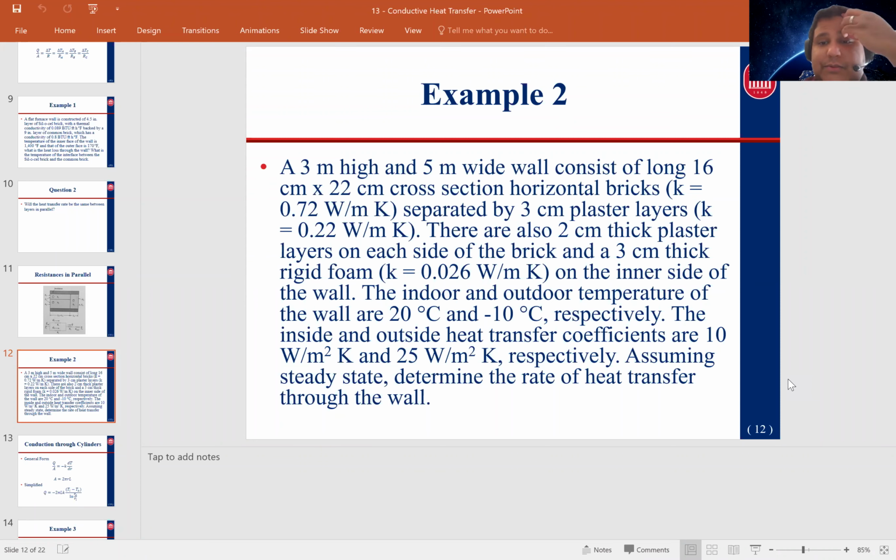There are also 2 centimeter thick plaster layers on each side of the brick and a 3 centimeter thick layer of foam on the inner side of the wall. If the indoor and outdoor temperatures are 20 and -10 respectively, and assuming the inside and outside heat transfer coefficients are 10 and 25, what is the steady state rate of heat transfer through the wall? So this one is a little more complicated than the last example. I will go ahead and give you guys some time to write this information down.